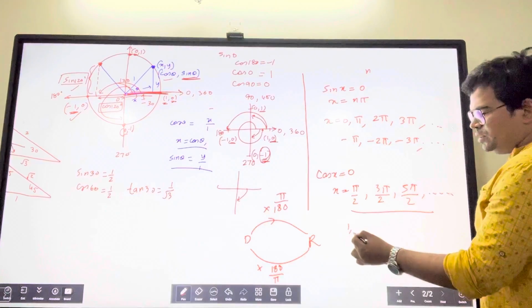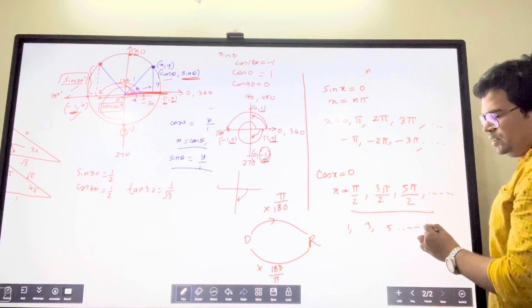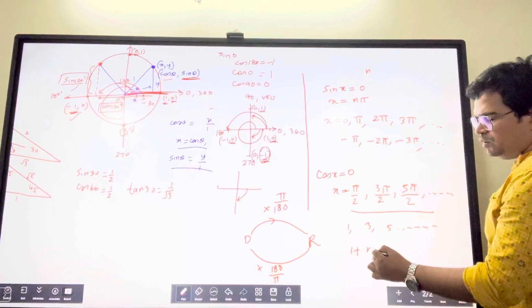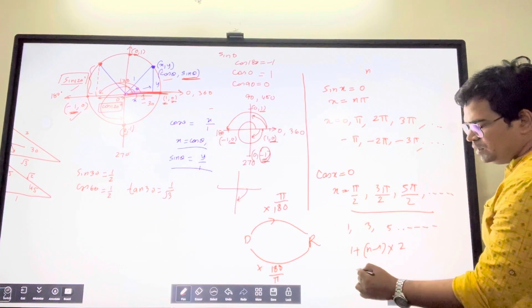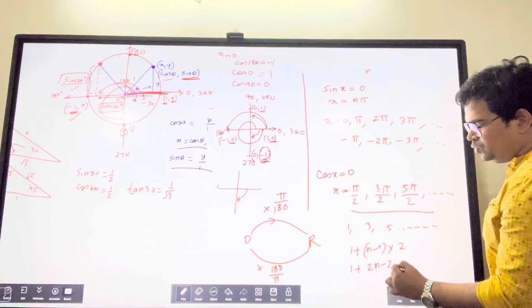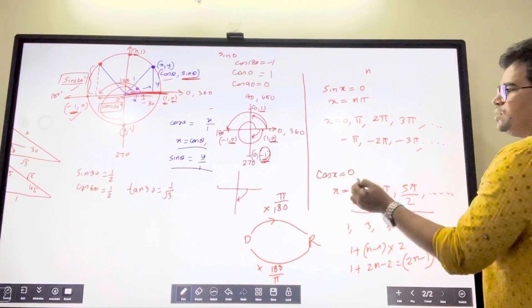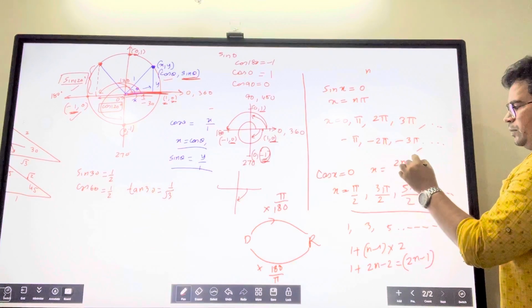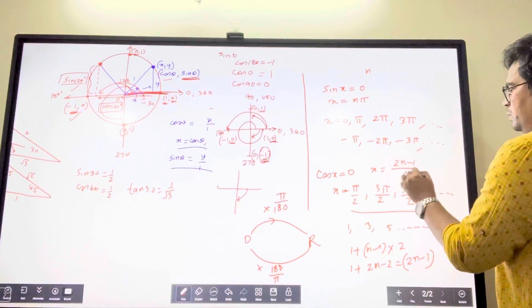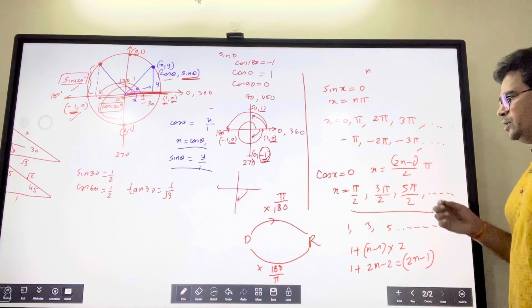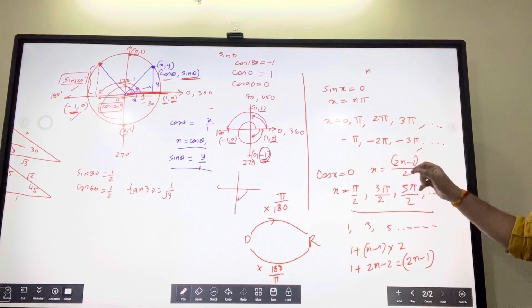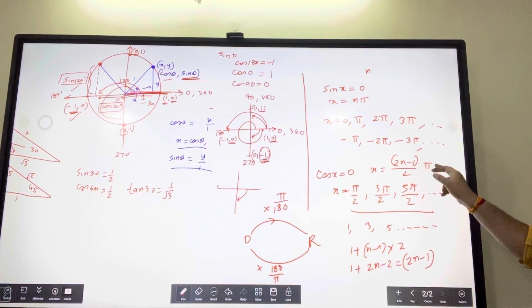If you see the sequence 1, 3, 5, and write down the nth term formula for this, it is u1 plus n minus 1 times the difference. So you get 1 plus 2n minus 2, that's 2n minus 1. So all the cos angles will be 0 when x is 2n minus 1 upon 2 times pi. So this is an odd multiple of pi by 2. If you take n as 1, you get 2 minus 1 times pi by 2, which is pi by 2 itself. If you take n as 2, it will be 3 pi by 2, and so on.